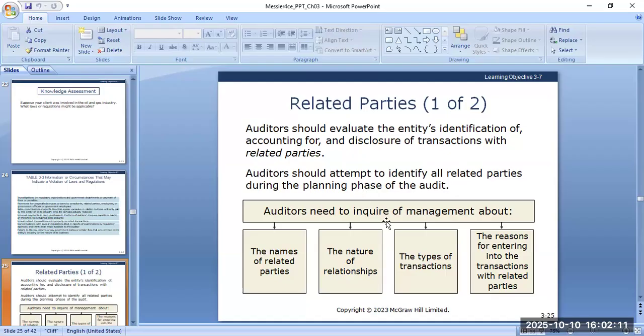So what we need to do is make inquiries from the managers about the names of the related parties, the nature of the relationship, the type of the transactions, and the reasons for entering into transactions with the related parties. Those are the things that we have to do, again, on the planning stage, the planning phase of the audit.